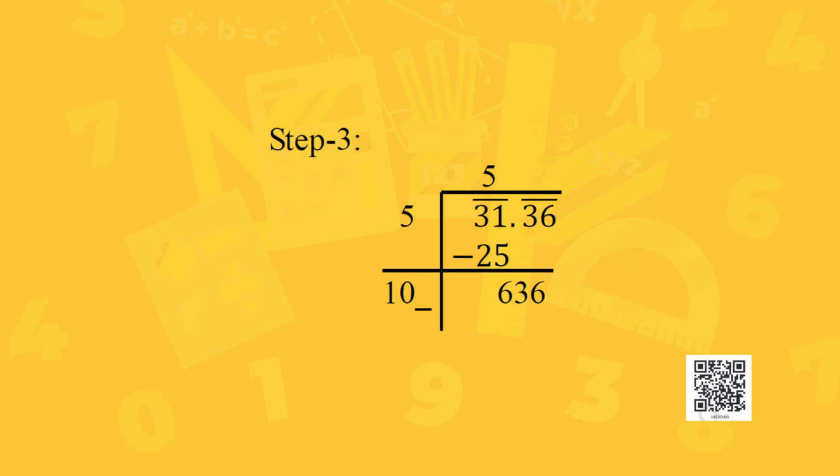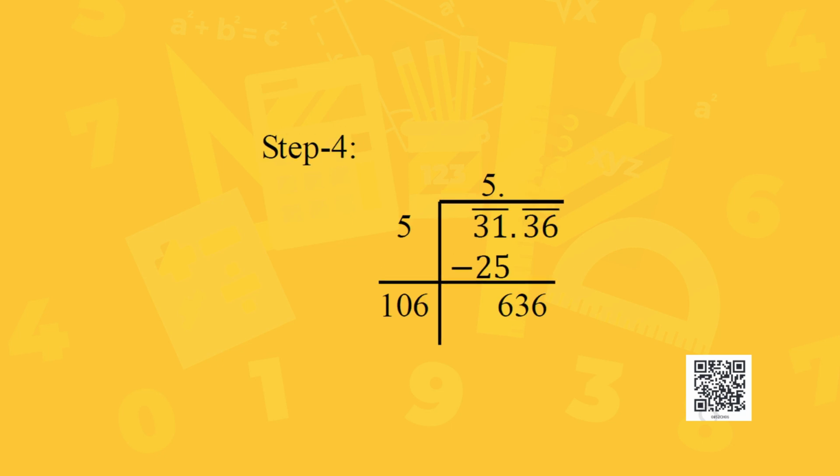As step 3, take down the number under the next bar, which is 36. So our new remainder is 636. Now also double the divisor. Our divisor was 5, and by doubling it we got 10. Put a blank on its right.